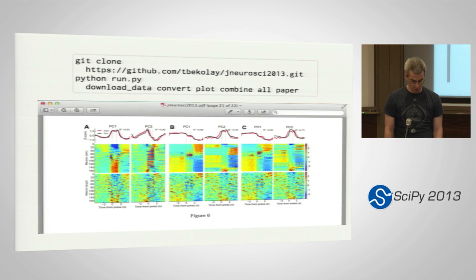This is a 22-page paper, and you can see that the figures are relatively complicated. It's made up of multiple plots combined together in one single figure, which is put into a paper, all with one Python command. So how did I get there?